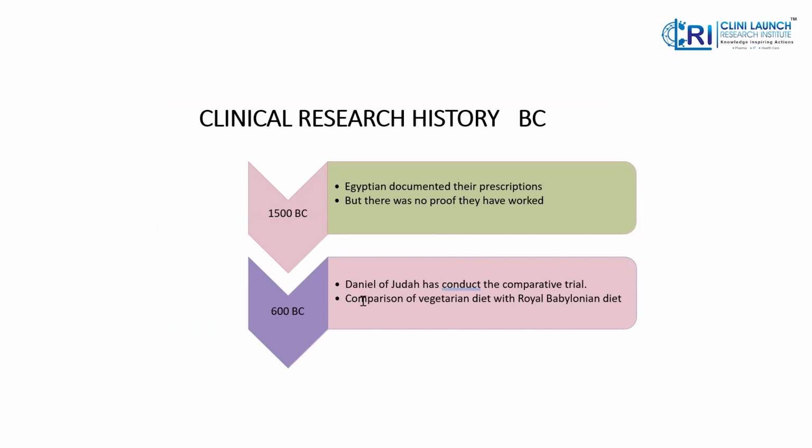Then in 600 BC, Daniel of Judah conducted a comparative trial. So what was the comparative trial? They compared the vegetarian diet and the royal Babylon diet on patients and saw what differences there were. So this was one kind of comparative trial that they did.